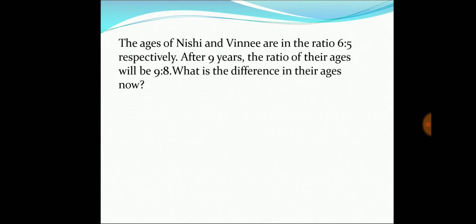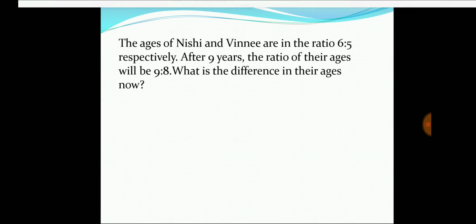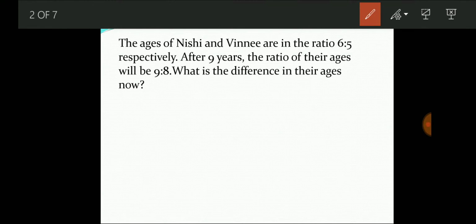Is the question. So as we see here, if we could take it like this, ages of Nishi and Vinnee today, that means there are two people, Nishi and another person named Vinnee. Their age today is in 2020, once a year passes our age gets increased by 1 year. In 2020 their ages are in the ratio 6:5.